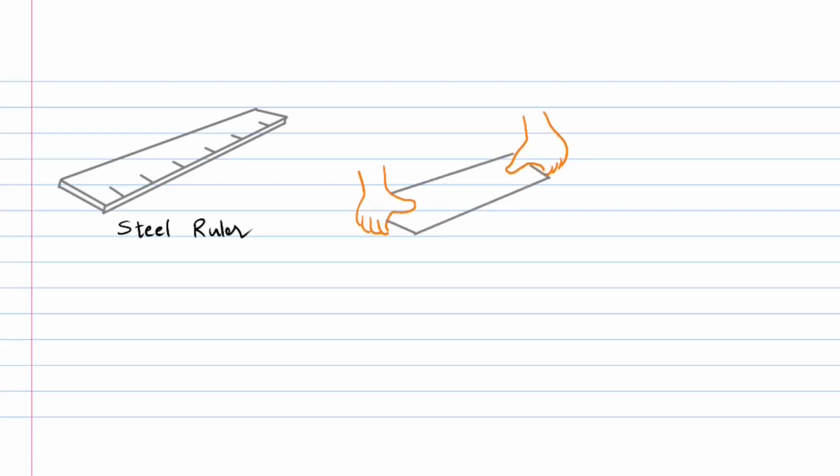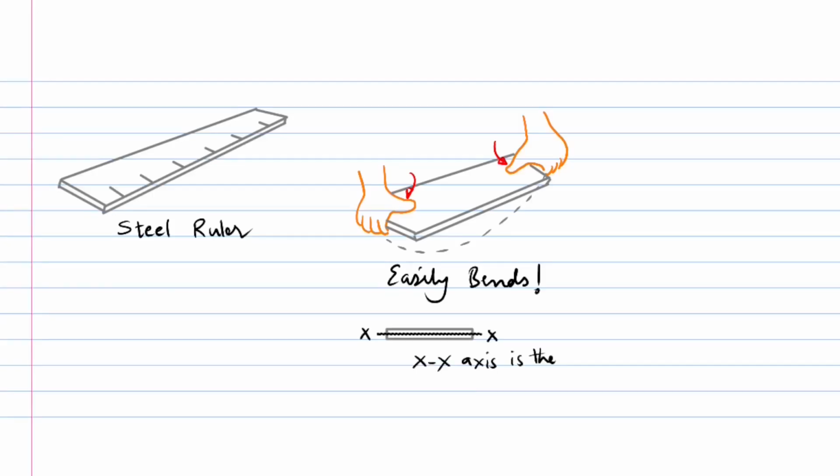A simple bending test may be conducted on a steel ruler having rectangular cross section using both the hands as the supports and inducing bending moment on the ruler. It is found that the ruler is easy to bend if the bending is about the x-x axis, while it is very difficult or rather impossible for us to bend the ruler if we rotate it by 90 degrees about the longitudinal axis, so that bending is now about the y-y axis.